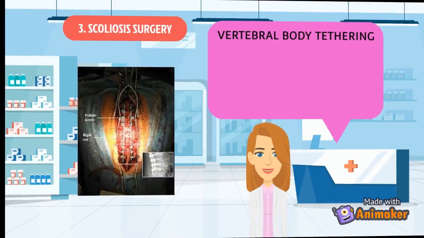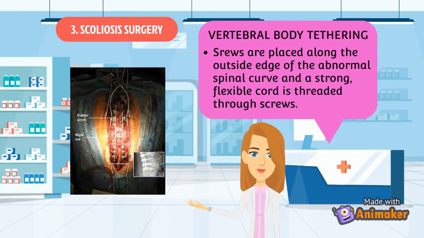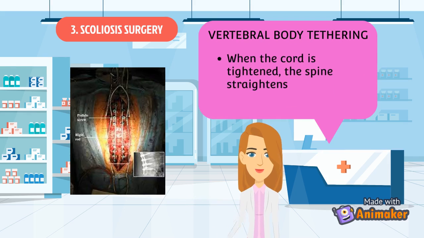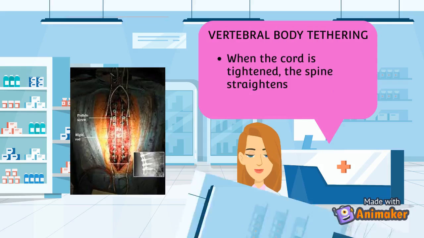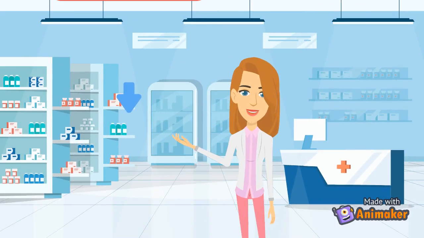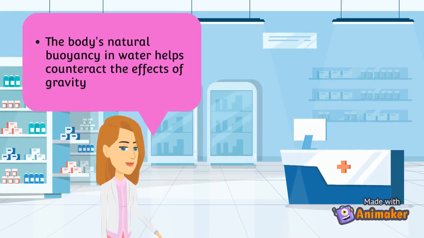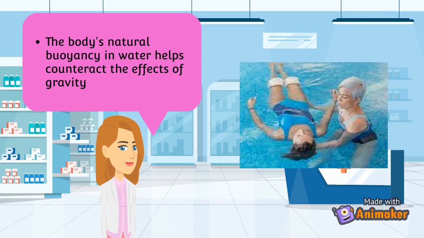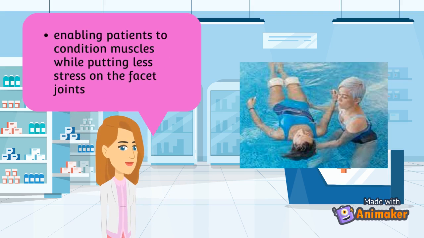Surgical options include vertebral body tethering. This procedure can be performed through small incisions. Screws are placed along the outside edge of the spinal curve and a strong flexible cord is threaded through the screws. When the cord is tightened, the spine straightens. Number 4. Pool therapy. The body's natural buoyancy in water helps counteract the effects of gravity, enabling patients to condition muscles while putting less stress on the facet joints.